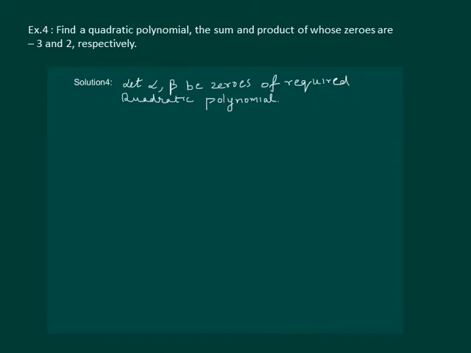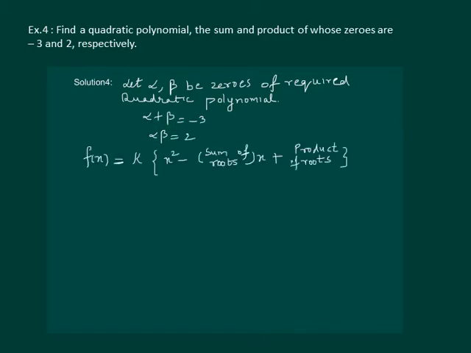If alpha and beta are the zeros of the required quadratic polynomial, then we are given that alpha plus beta is equal to minus 3 and alpha beta is equal to 2. We know the formula for finding such a quadratic equation.